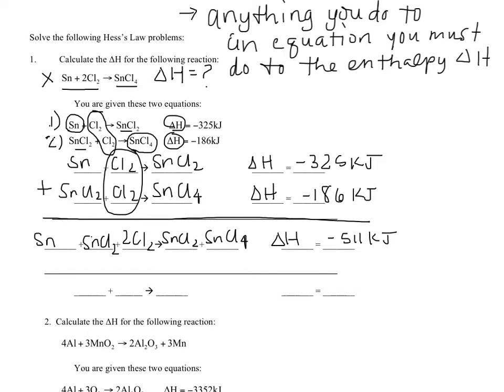All right. Now, the next step that's important is to look and see if you have anything that is the same on the left and the right-hand side of the equation, because if you do, they're going to cancel each other out, much like in an algebra problem. So what I notice is that I actually have SnCl2 on both sides of the equation. There aren't any other things that are the same across both sides of the equation.